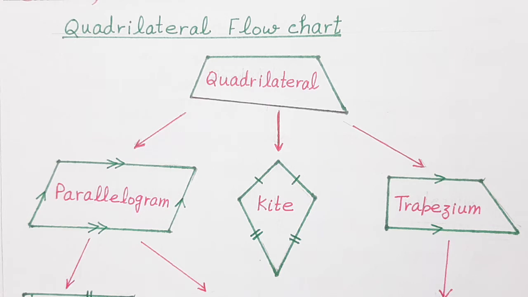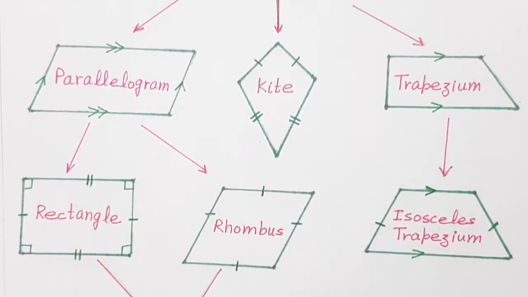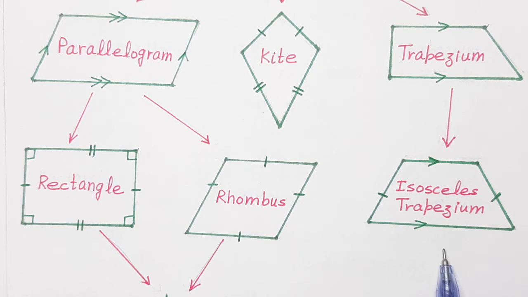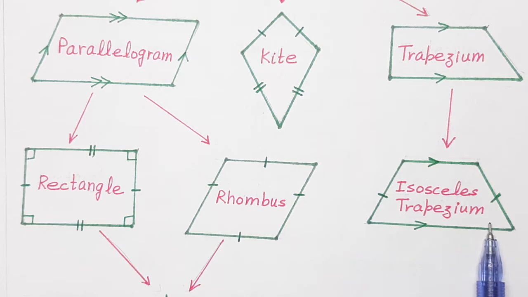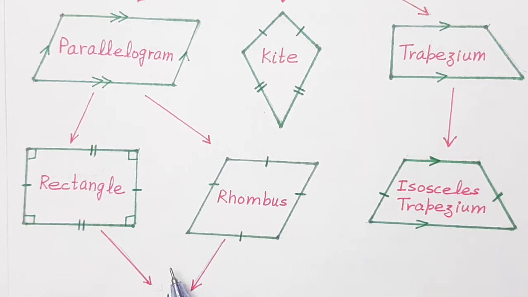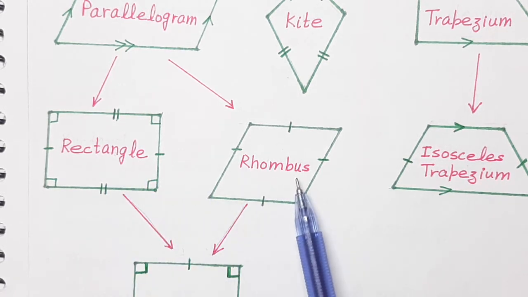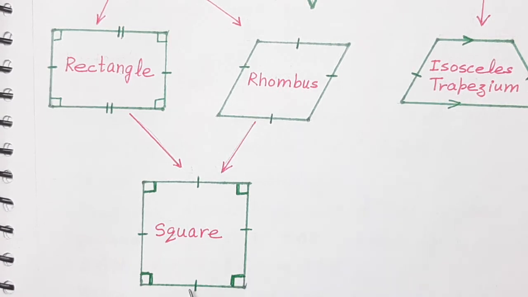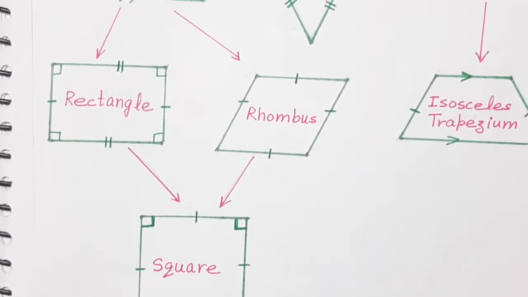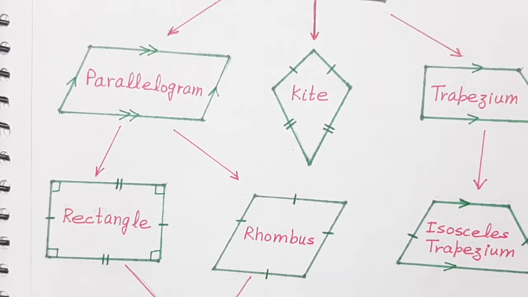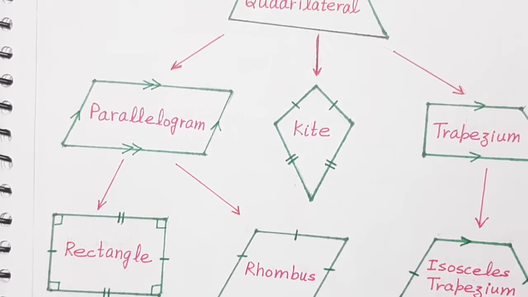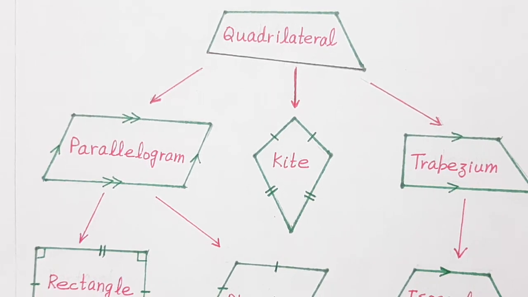Now children, there can be 2 types of trapezium. The other one is isosceles trapezium, where the non-parallel sides are equal, right? Now, if we talk about parallelogram, the parallelogram can be a rectangle, rhombus, or a square, right children? So these are the different types of quadrilaterals that we are going to discuss in detail in the next assignment, right?